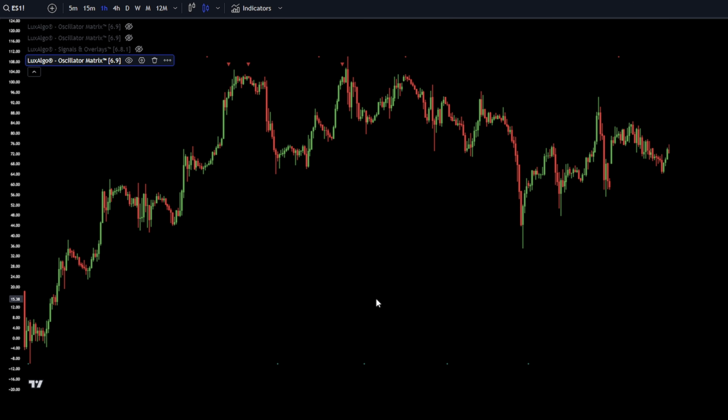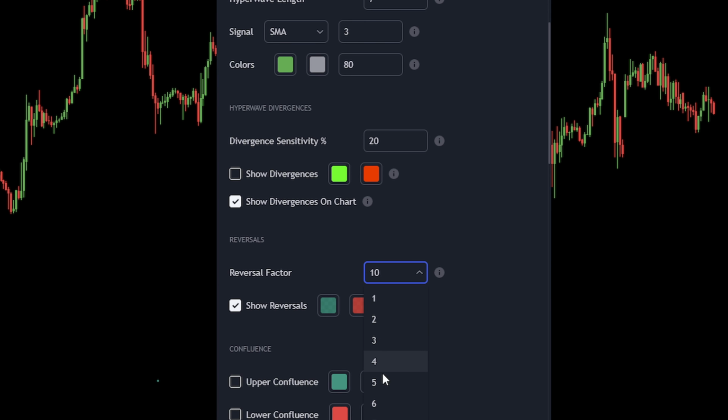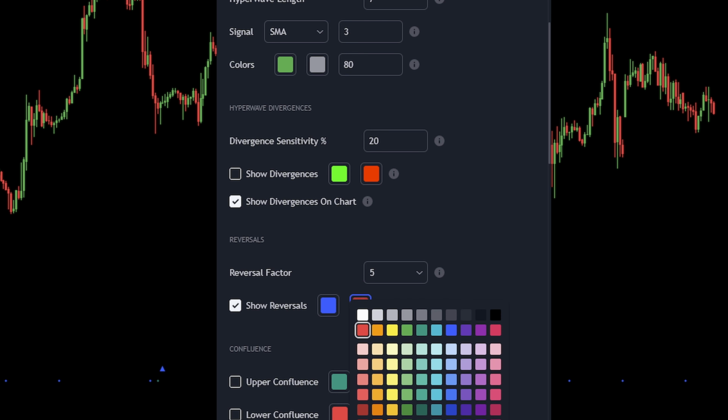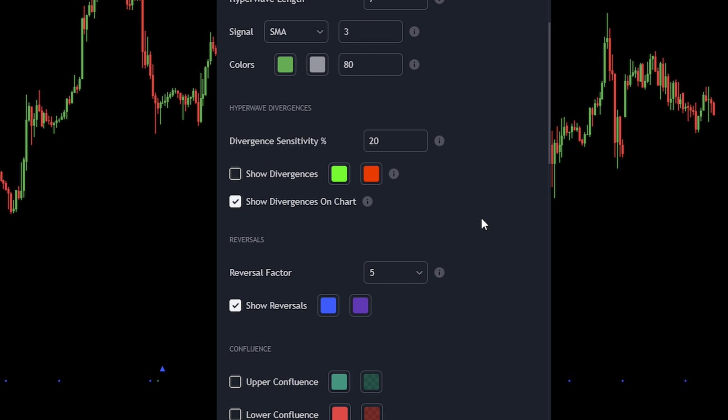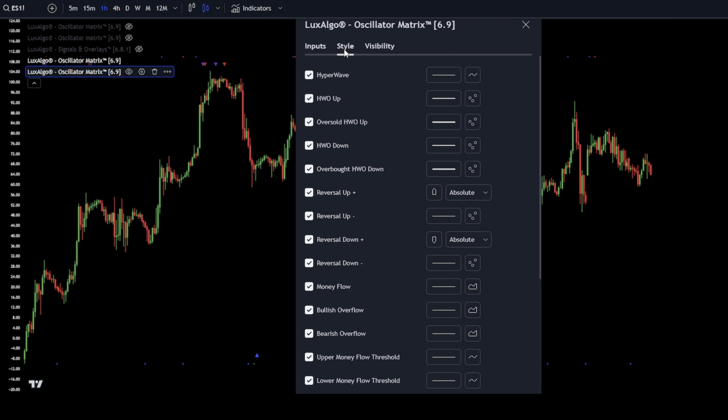To take it a step further, let's duplicate the indicator so it appears twice on the chart. This helps us add a secondary layer of confirmation. Open the settings for this new copy and change the reversal factor to 5. Lastly, for quick identification, let's customize the colors. Set reversal up to blue and reversal down to purple. This color coding makes it easy to spot potential entries and exits. With this setup, you're all set to visually capture reversal points with even more precision, allowing you to see both minor and major trend shifts right on your chart.